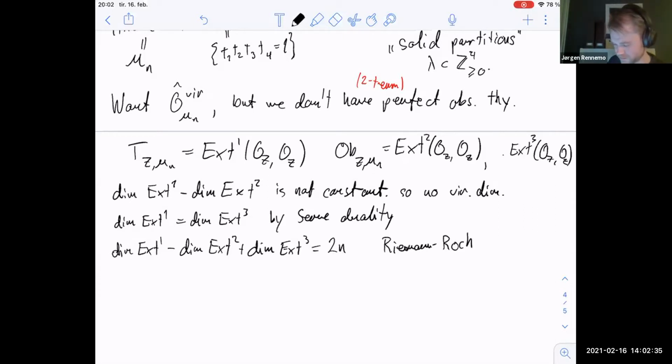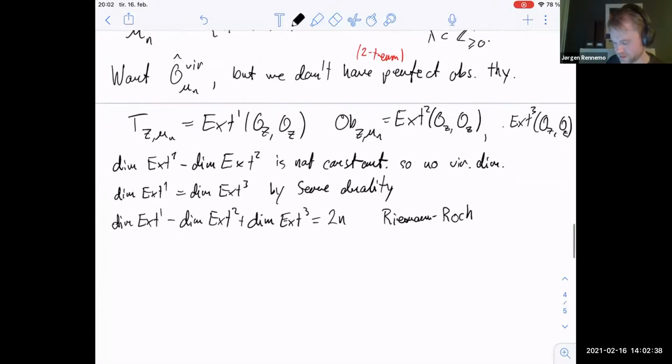I mean, there are different ways of showing that this is true. And what this means, putting these equations together, is you find that dim x1 minus a half dim x2 is actually constant and is actually equal to n.